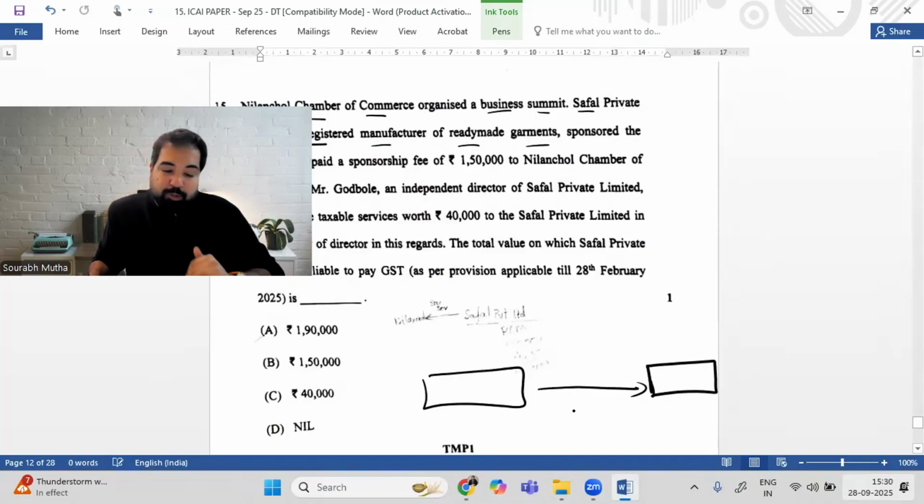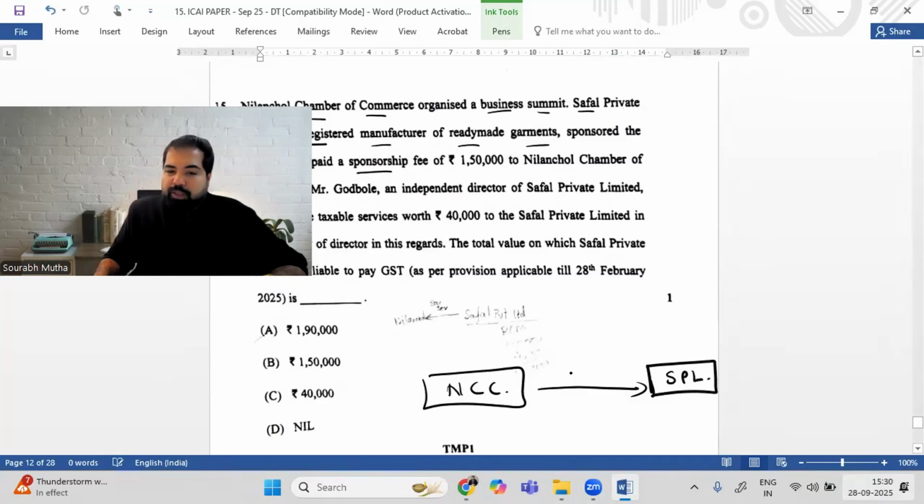Always the recipient is the one who pays. Example, if you go to McDonald's and buy a burger, are you the recipient? Yes, because you're paying. So here, who's paying? Safal sponsored the summit and paid the sponsorship fee. So I'm writing here, guys, this is Safal Private Limited and this is Nilachal Chamber of Commerce. Now, the fee amount is 1,50,000. As you know, if this is a company, it will be paid by them under RCM. So 1,50,000 is under RCM by Safal Private Limited.